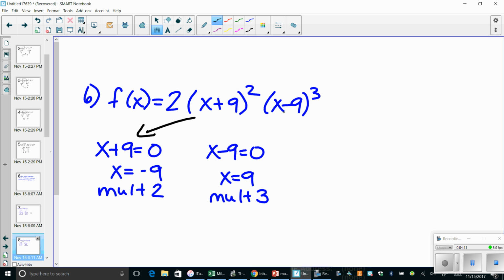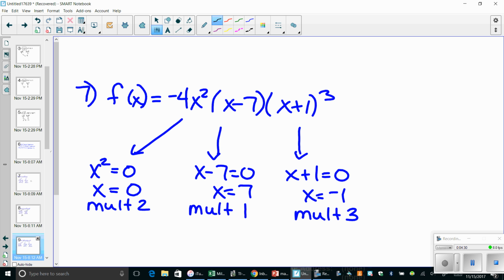See the power? And then x minus 9 equal to 0. And solve that, you get x equals 9. That has a multiplicity of 3 because of that power. So my answer is negative 9 with a multiplicity of 2 and positive 9 with a multiplicity of 3, which would be A.